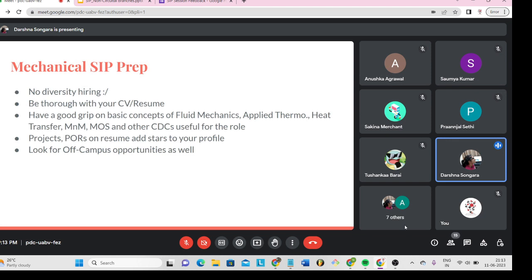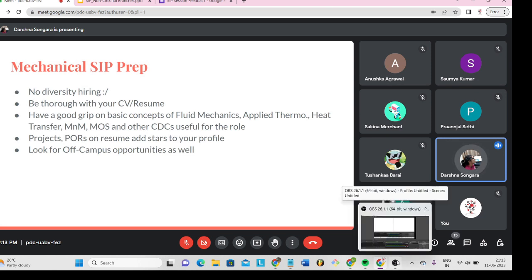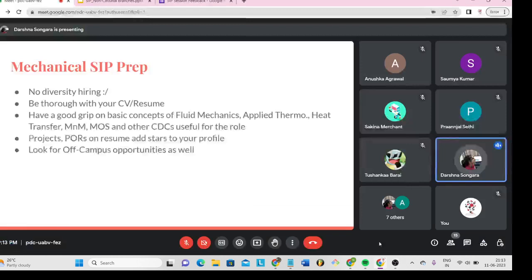Even right now in your second year, you can look for some opportunities. There are a lot of openings which offer remote working facilities, or if there is something near wherever you are living, then you can also go work there. You can add all that experience to your profile while applying for summer internships as well. So yeah, that is it from my side. You can ask any questions if you have.